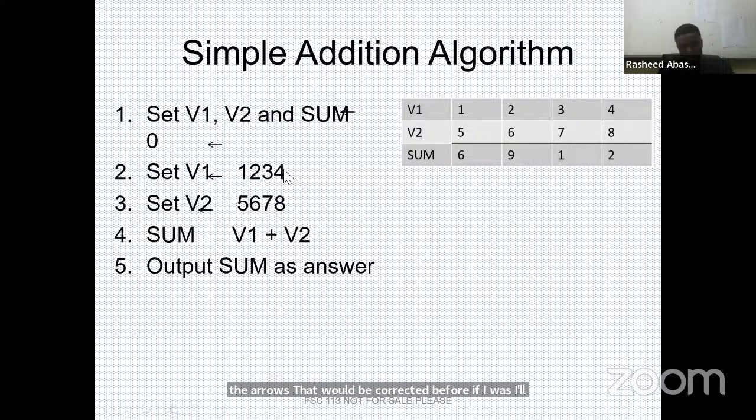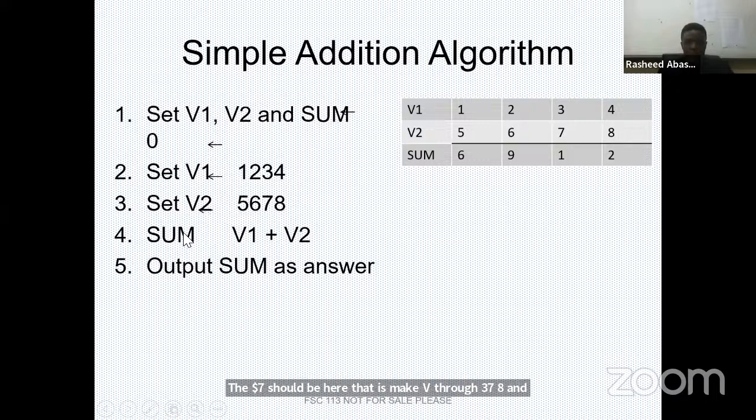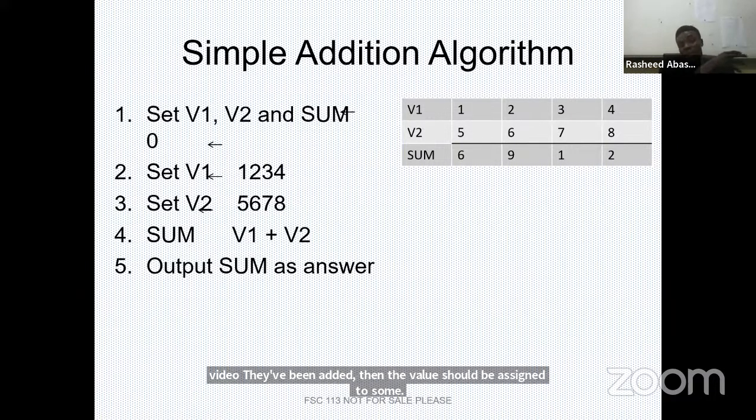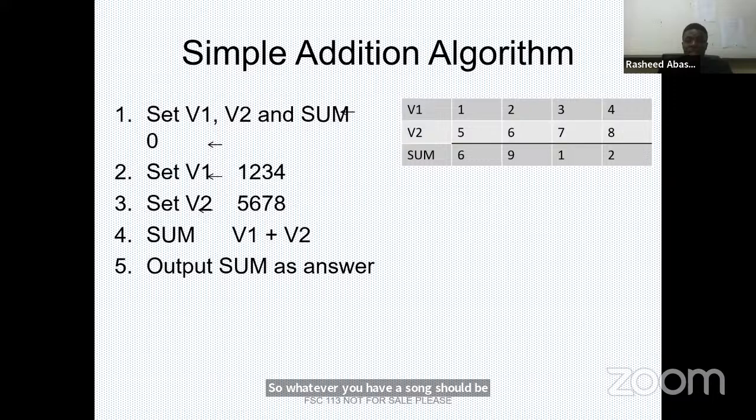So V1 is 1 2 3 4. This first arrow should be here. The second arrow should be here, that is make V2 5 6 7 8. And this third arrow should be here, that is sum is equal to what? V1 plus V2, that is do V1 plus V2 and give the value to what? To sum. That is V1 plus V2, they've been added, then the value should be assigned to sum. So whatever you have as sum should be displayed as your answer. Output sum as answer.